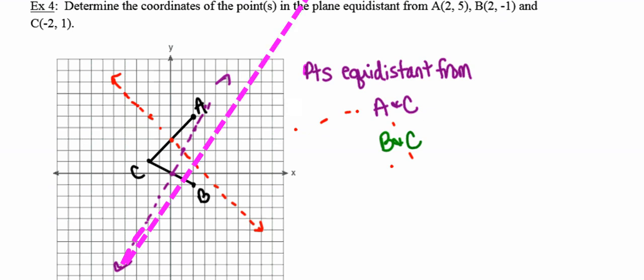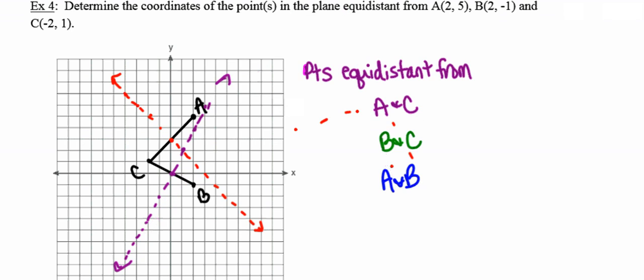And then my last consideration that I have to take into account here is that I have to have points that are equidistant from points A and B.